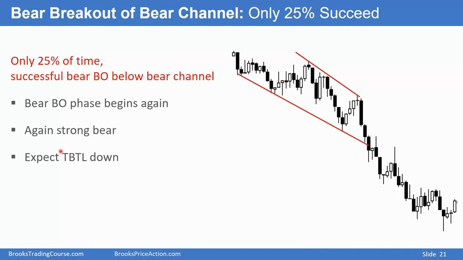Minimum objective, 10 bars, 2 legs, sideways to down. 10 bars, 2 legs, TBTL. We have 1 leg down here, maybe 1 leg down here, and then pull back, and then second leg down.